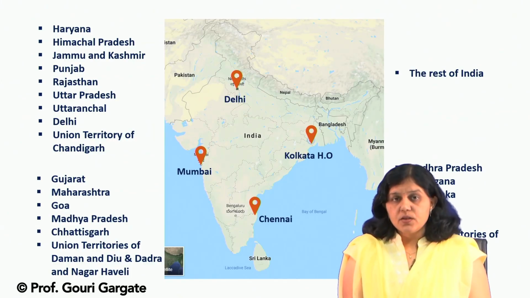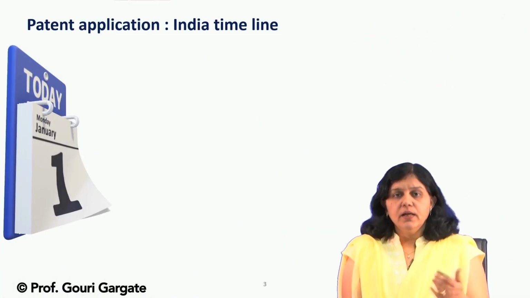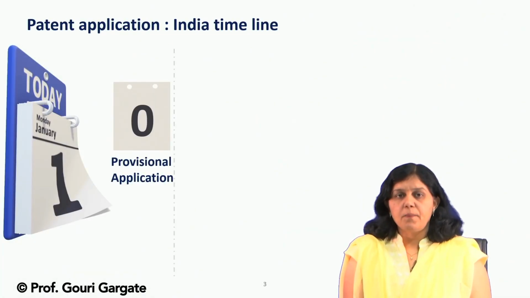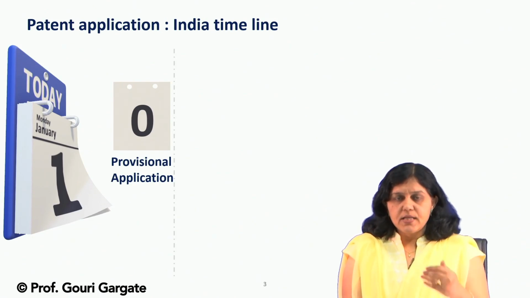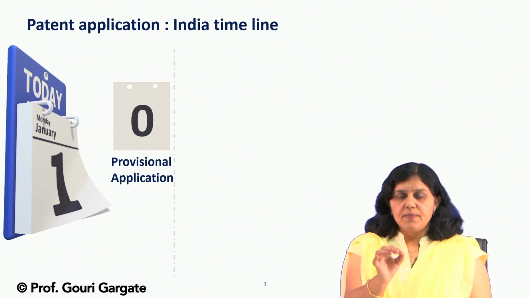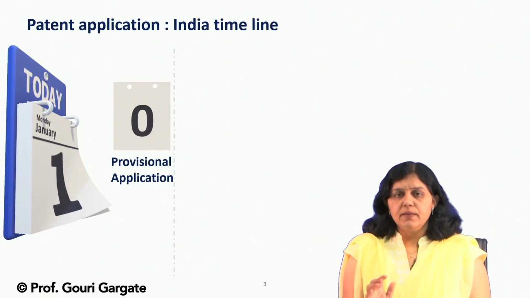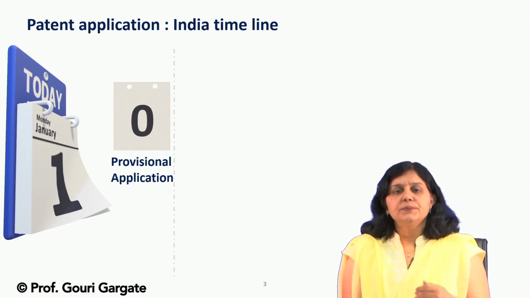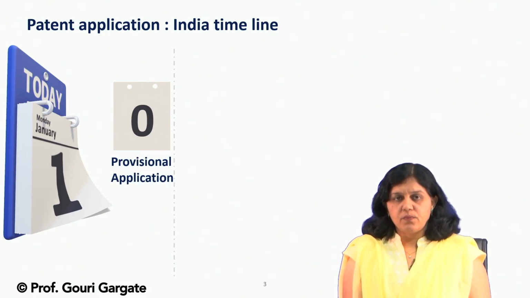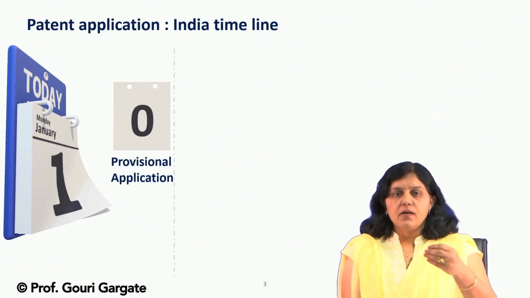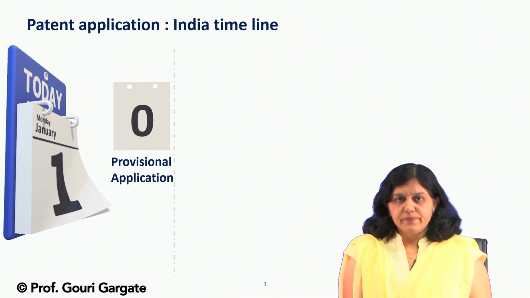Okay. So, now let us check the India timeline. We will start with a 0 timeline. Let us assume 0 time as the filing of a provisional patent application. So, suppose the applicant files a provisional patent application to secure the right for the patent. We consider this now as 0.